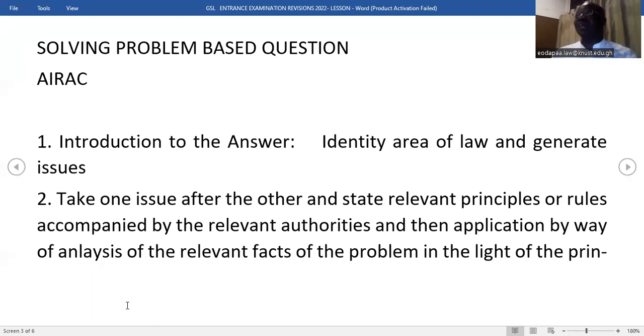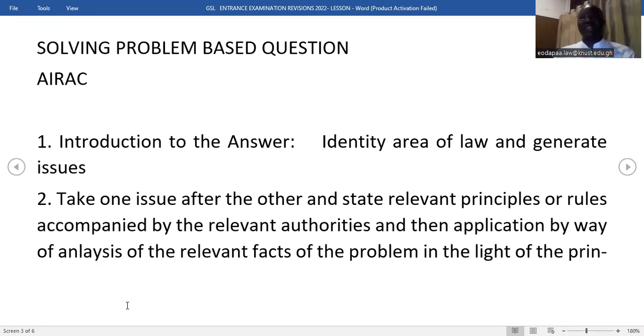So when you are doing the application by way of the analysis of the relevant facts in the light of the principles that you have stated, it will be quite obvious. The point about the application is that you are going to apply the principles of law that you have stated to the facts in order to answer the issue which you are considering, because the issue is a question.